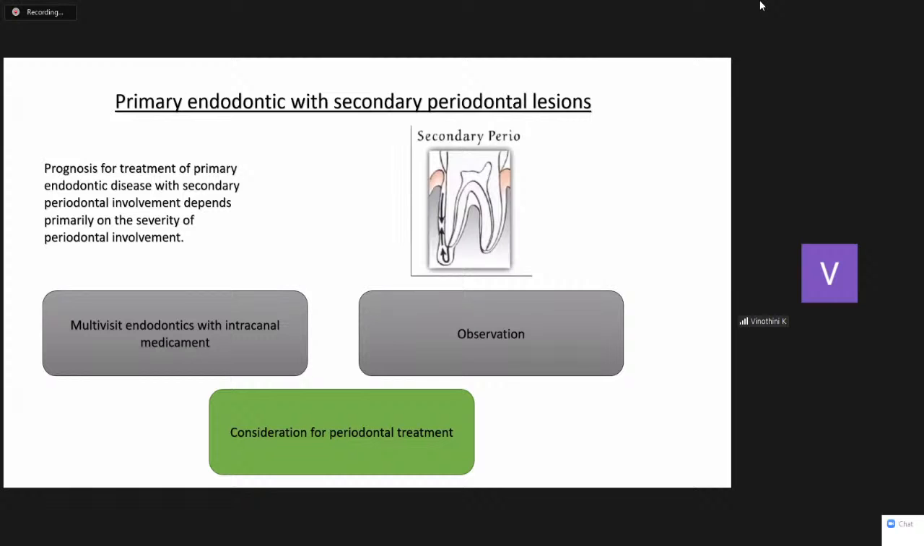Primary endo and secondary periodontal lesion. So this is primary endo. First we are going to manage the endodontic infection. You're going to do an access opening, place the intracanal medicament, and then observe. We are going to have an observation period of at least 3 months, to see whether there is any resolution, and then we are going to consider the periodontal treatment.